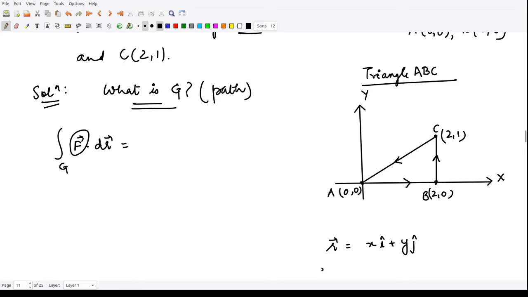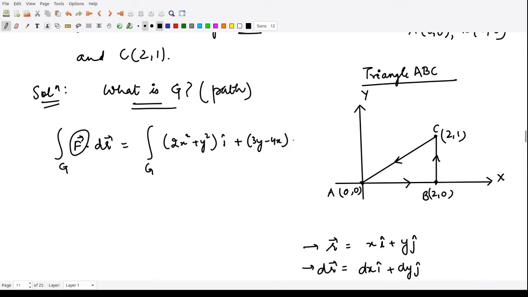Okay, so if this is dr, then the vector dr would be, if this is r, the vector dr would be the derivative dx i cap plus dy j cap. Now you have all these quantities, so it would be the integral over G, the given vector, which is given to be (2x² + y²) i cap plus (3y − 4x) j cap. This is the vector F, and we are to take its dot with dx i cap plus dy j cap, the vector dr.